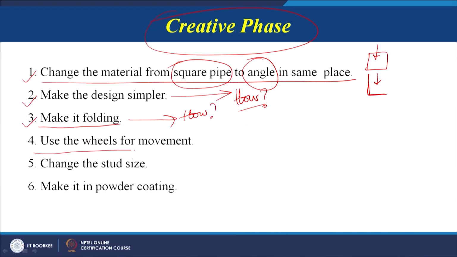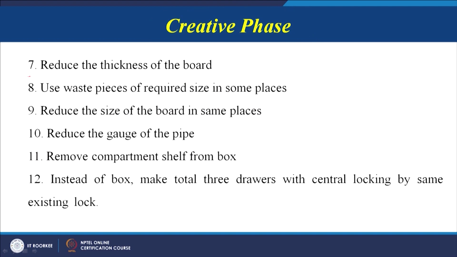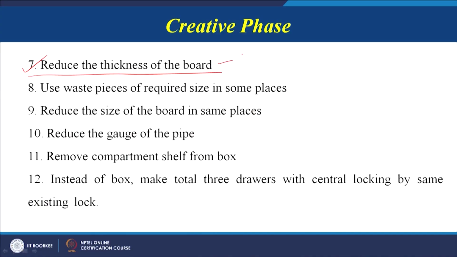Then use the wheels for the movement. Good idea. This we have seen even when we did the case study for our divan. There also we have seen that we can use the wheels for movement. Change the stud size is another idea. Make it in powder coating, that is another idea. So, powder coating if we decide to do, it may lead to increase in the cost. Then reduce the thickness of the board, another idea. The board that is being used to make the table, the thickness can be reduced, but it must not compromise with the rigidity, with the performance of our table.